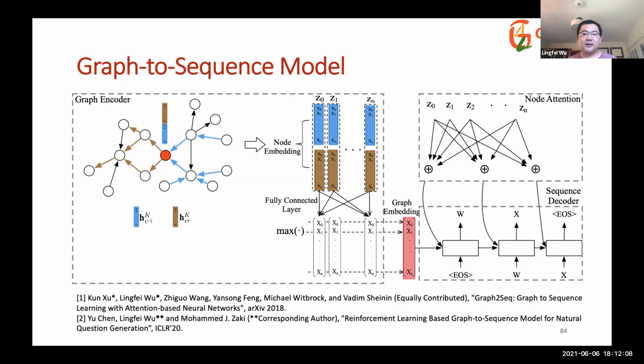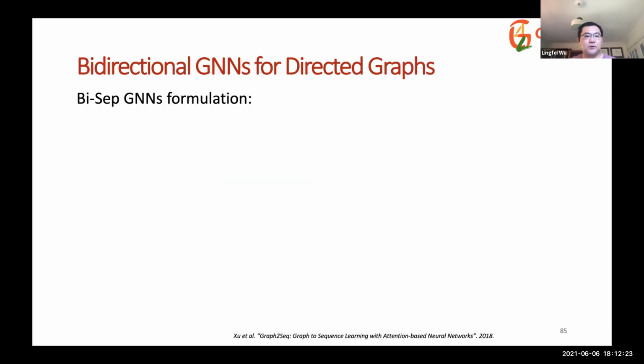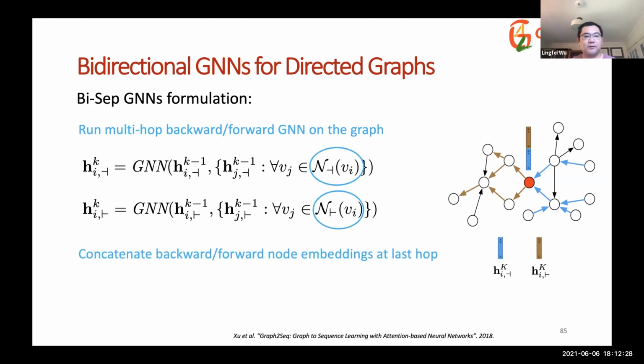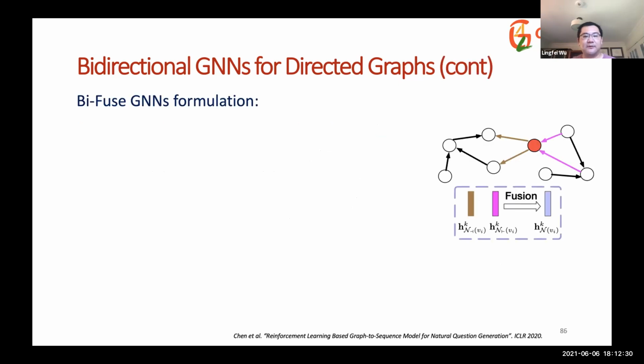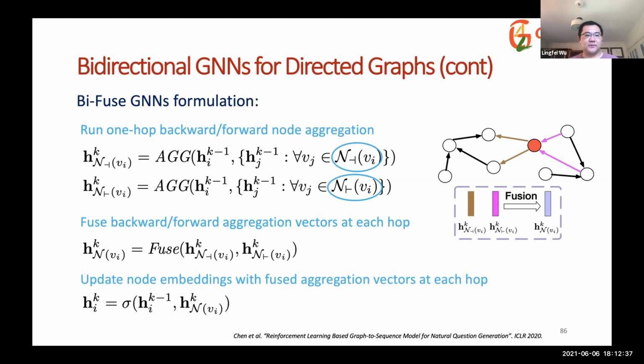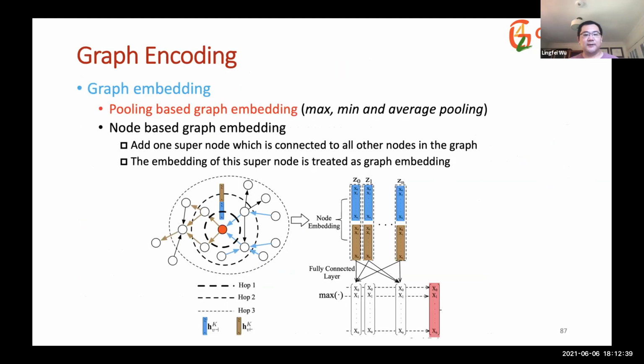So the attention mechanism is very important for this particular sequence decoder, as we all know, because if you don't use the attention mechanism, your sequence performance will be really bad. Okay, so we have been explaining two different ways to do the bidirectional node embedding, by shape and by fuse. So I will skip these details and directly jump to the third part, the graph encoding.